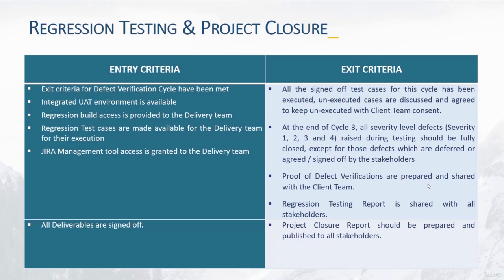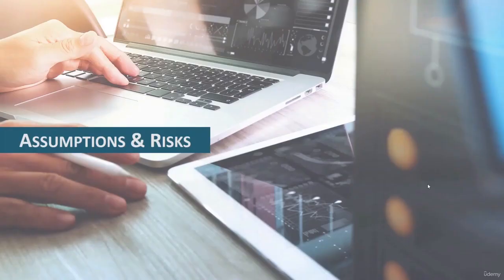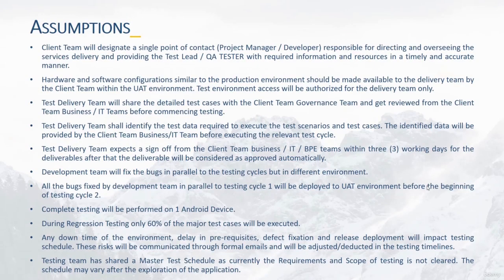So this is the way you need to present your regression testing cycle entry criteria and exit criteria. Then you need to specify the assumptions and risks in your test plan. So these are the assumptions you need to specify. Again, the primary objective, guys, always remember, is to minimize our risk factor, because if in future the customer is not satisfied with our product and services, we can specify all the possible conditions.